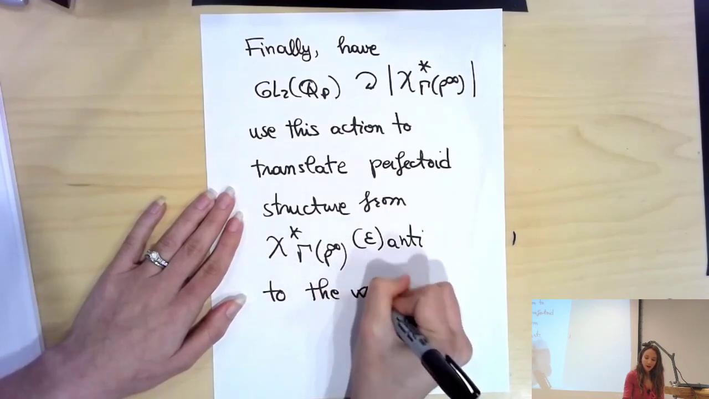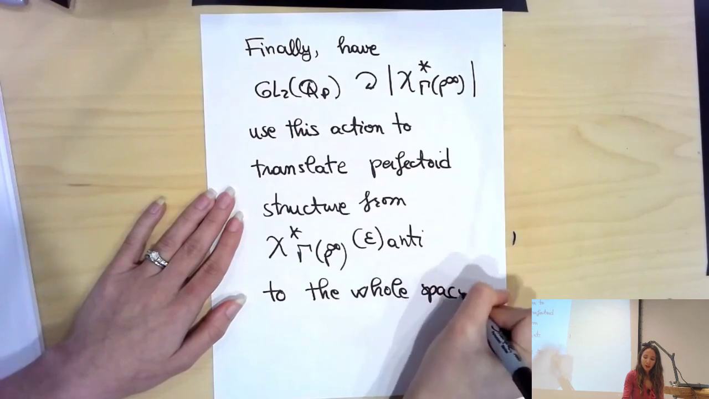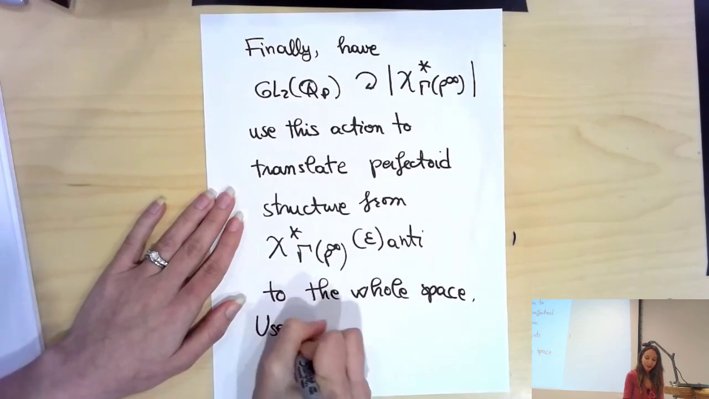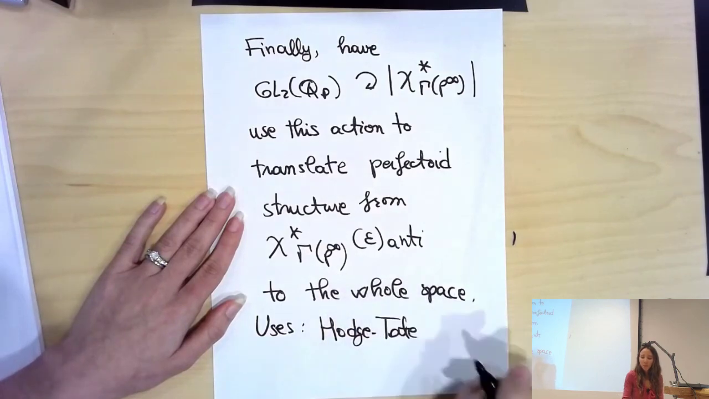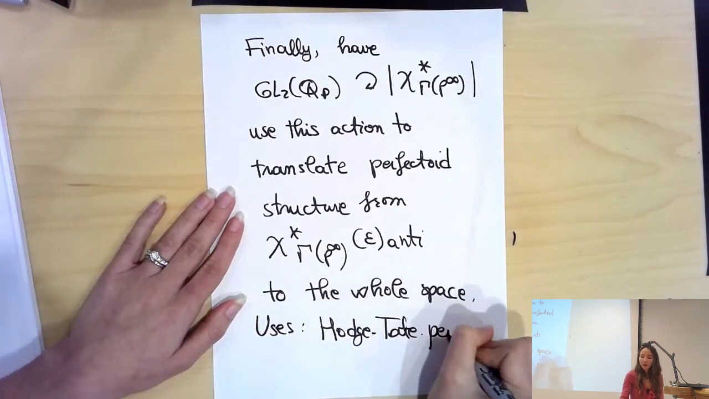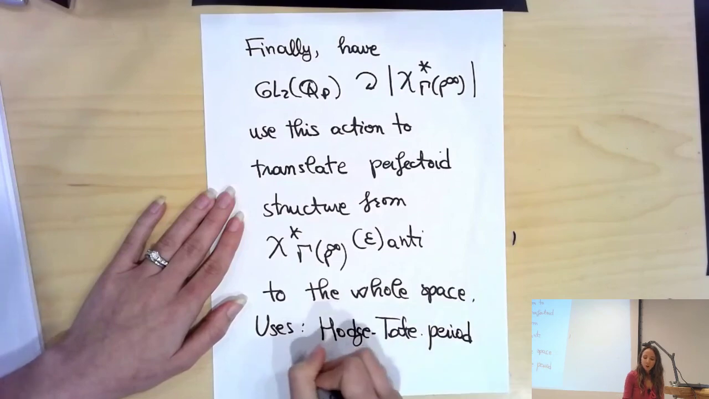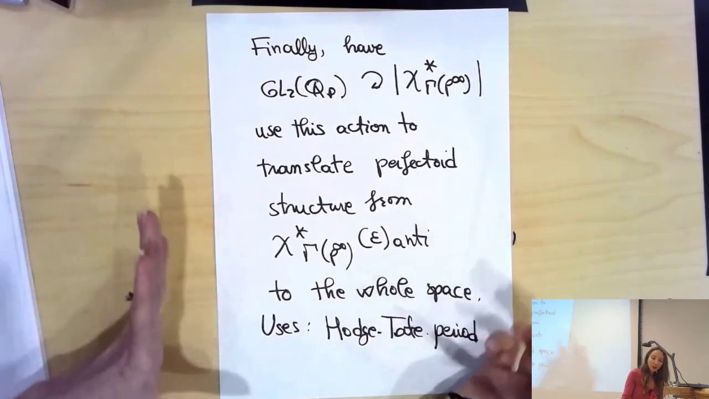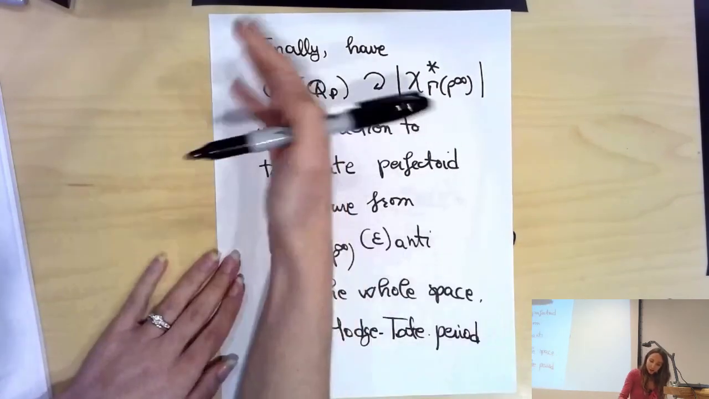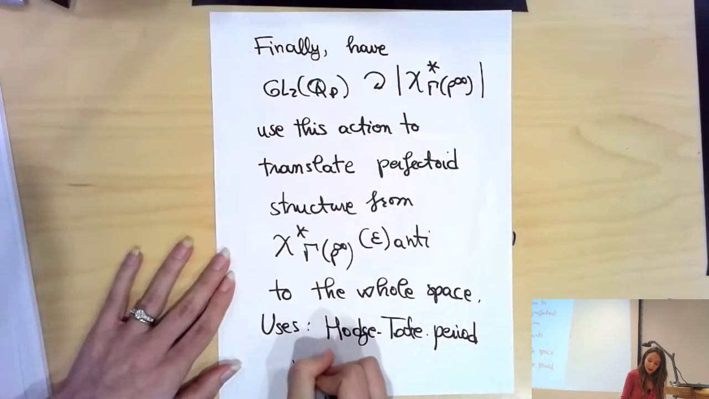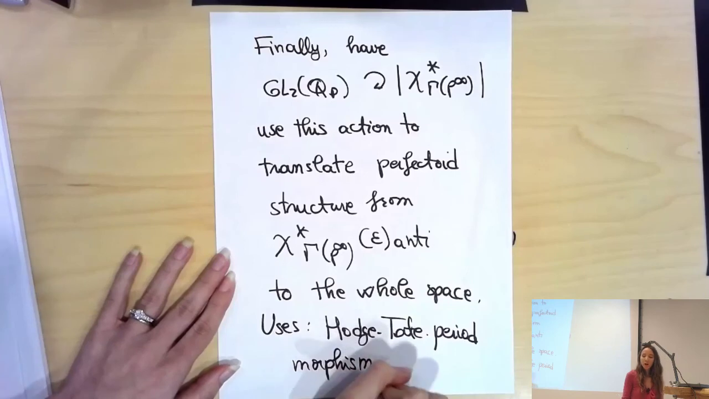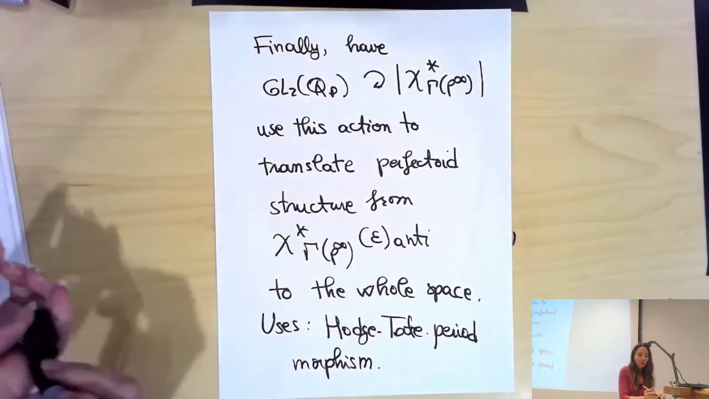And so I'll say more about this next time. This uses the Hodge-Tate period morphism. This is something that you can define on points, and I've told you how to define it on points. And so you just have to do some topology to show that GL_2(Q_p) really covers everything. Okay. So I'll say more about the Hodge-Tate period morphism next time. So I'll stop here.